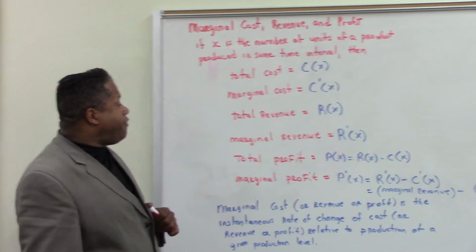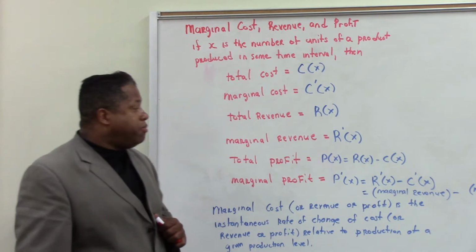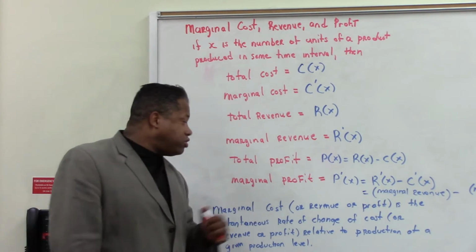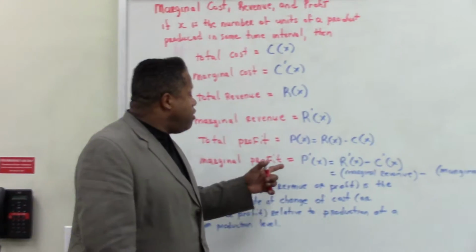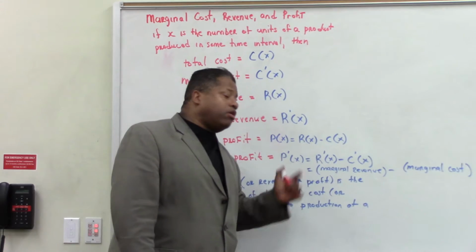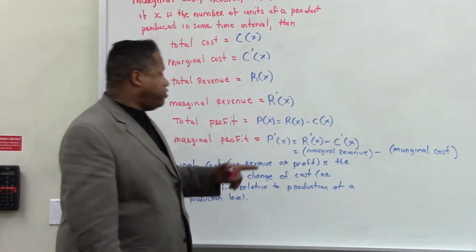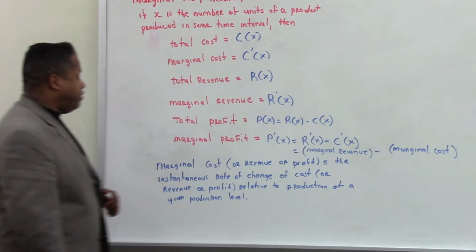The total profit P sub X is equal to R sub X minus C sub X, which entails that the marginal profit is its derivative, where you have P prime of X is equal to R prime of X minus C prime of X, which is the marginal revenue minus the marginal cost function.